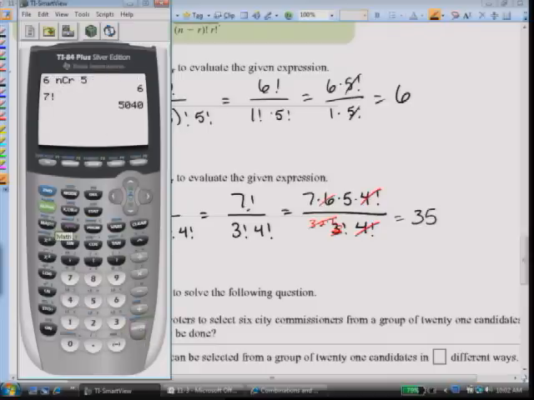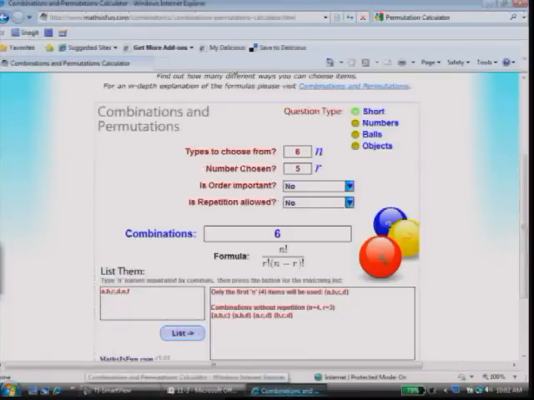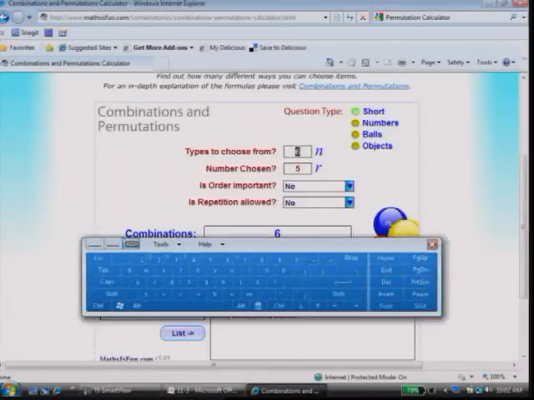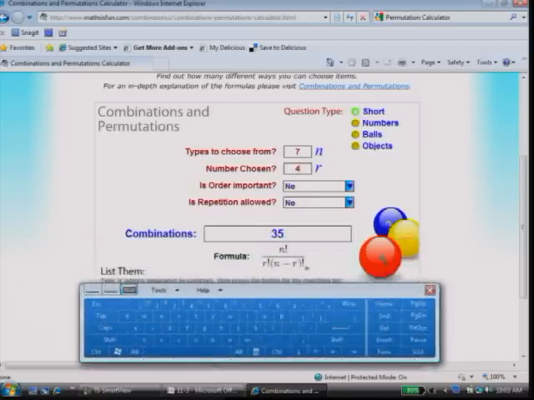Oops, didn't work. Sorry. 7, math, over to probability, and down to choice 3, sorry, choice 3. And then you say 4, and you get the same answer. Or you can do it here at this website. We have 7 items, and we want to choose 4, and order is not important. So immediately it calculated it for us. This is kind of fun.